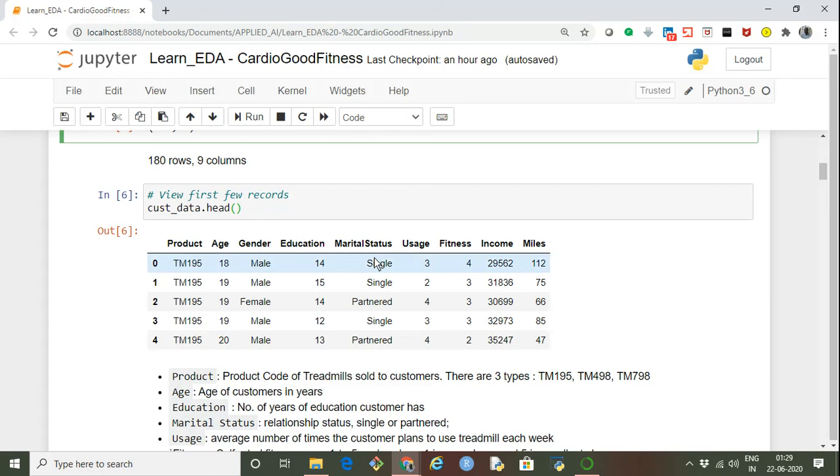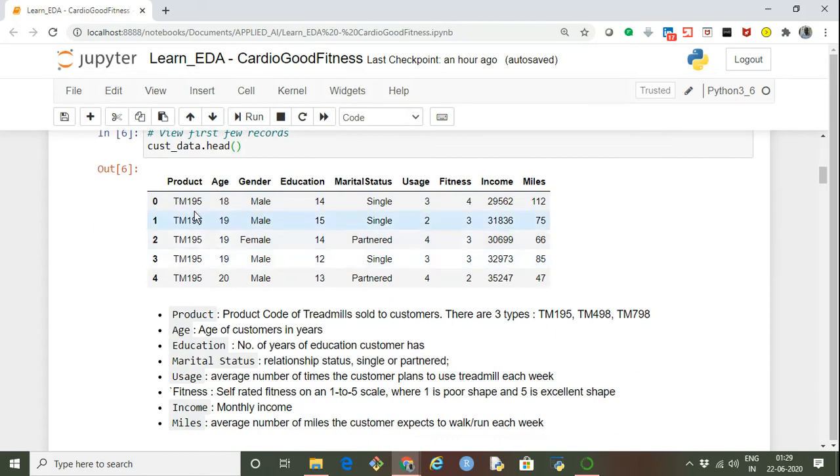A quick understanding of each of these columns, or features. What is product? Product is the product code of the treadmill which was sold to the customers. Since this data set belongs to the last 3 months of sales, there were different treadmill products that were sold to the customers in the past 3 months from the retail stores. So this product specifies the product code of the treadmill. There are three types of codes: TM195, TM498, and TM798.